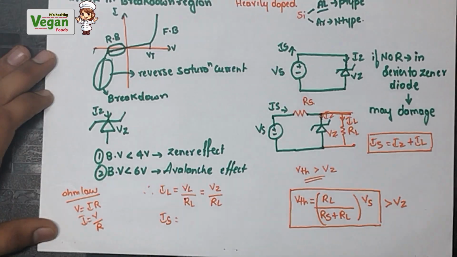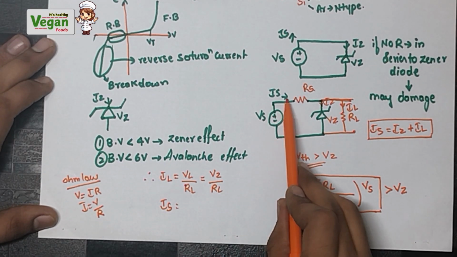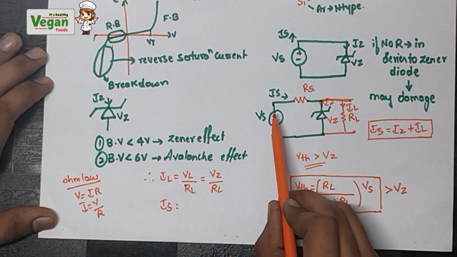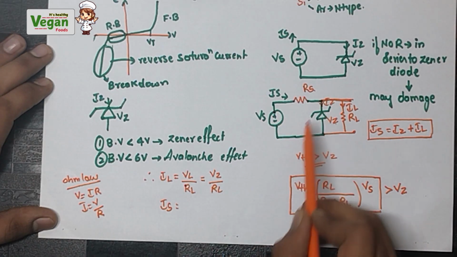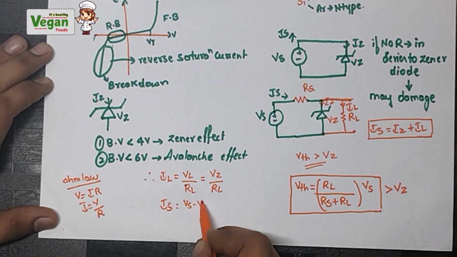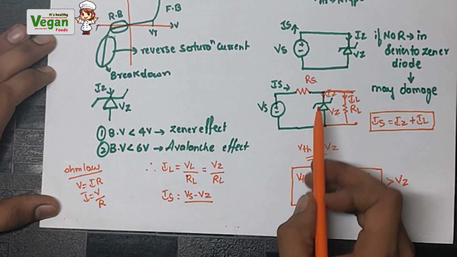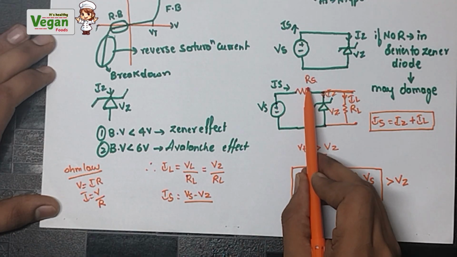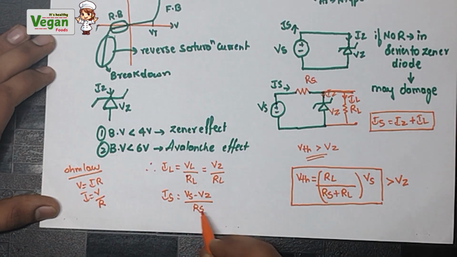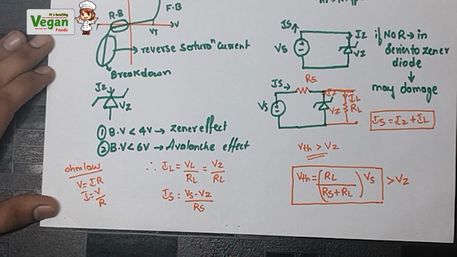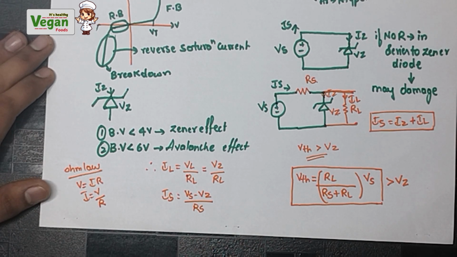Next, Is. What is Is? Is is the total current. The total current is flowing from Vs towards Vz. So Vs minus Vz, divided by the resistance in between Vs and Vz, that is Rs. So Vs minus Vz divided by Rs is the formula for Is.